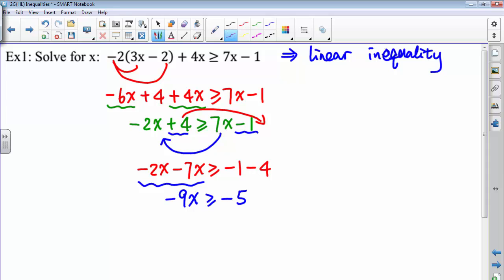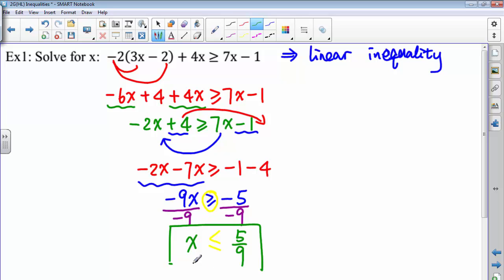But this time, you have to be very careful because I need to divide both sides by a negative number. When you either multiply or divide both sides by a negative number, you always need to remember, you need to flip the sign. So this one should be x is less than or equal to 5 over 9. So here we go. This is also the solution for this linear inequality.